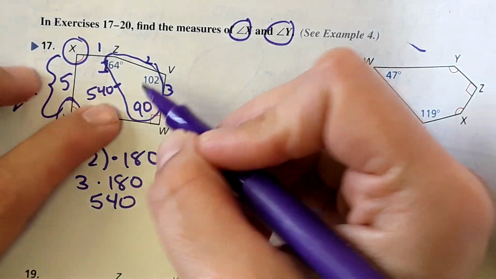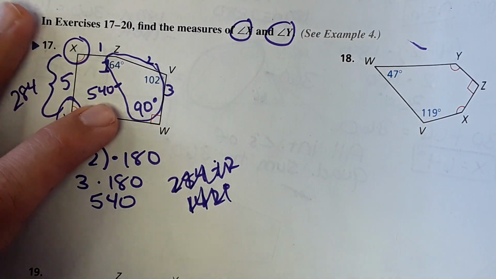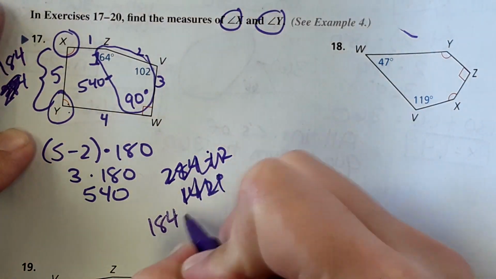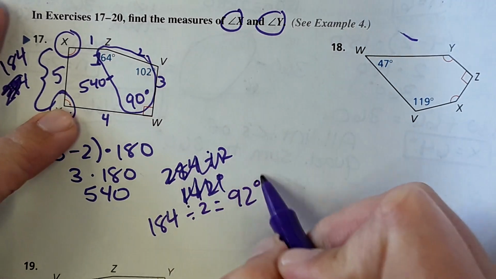So if you subtracted all this, then 92 times 2 would give you 184. And then 184 divided by 2 is 92 degrees for each of those.